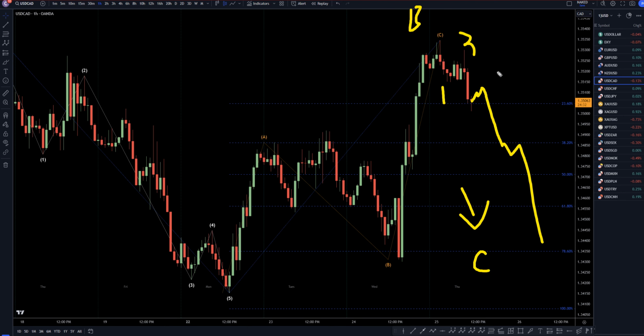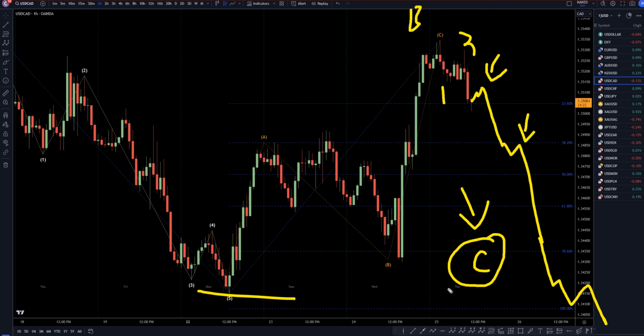So I definitely would primarily be looking for shorts at this point. I think looking for shorts is definitely going to be the right direction for us. I think that eventually this is going to go down, take out this low, and it's most likely going to be an ABC correction, probably an ABC of wave B.